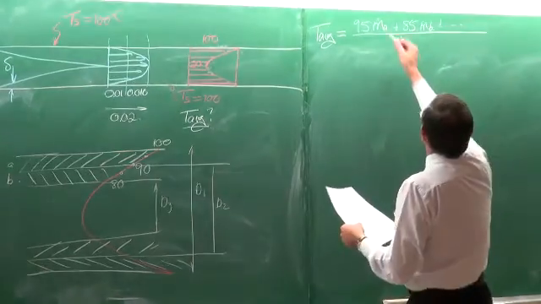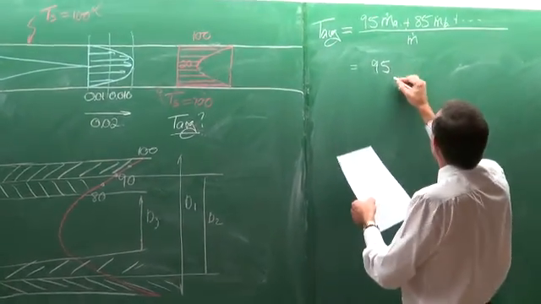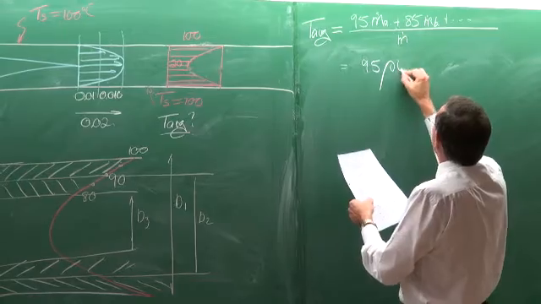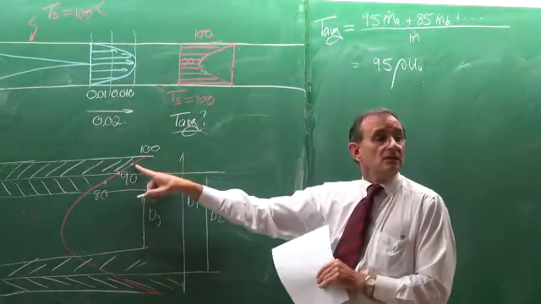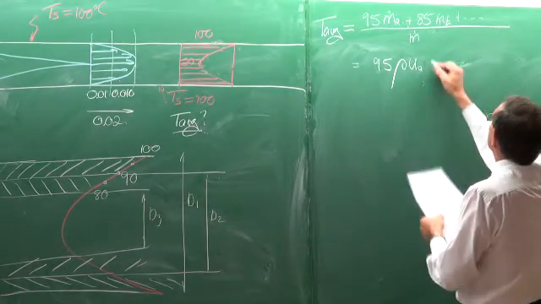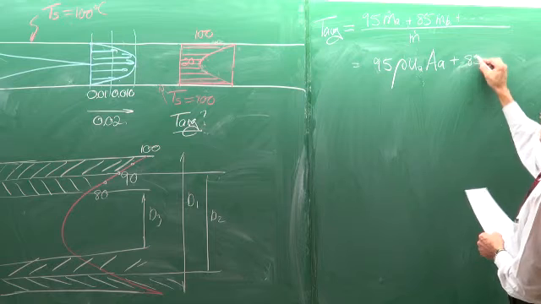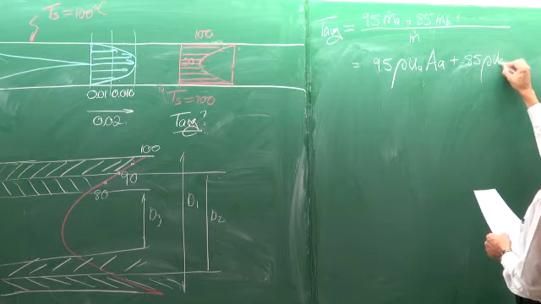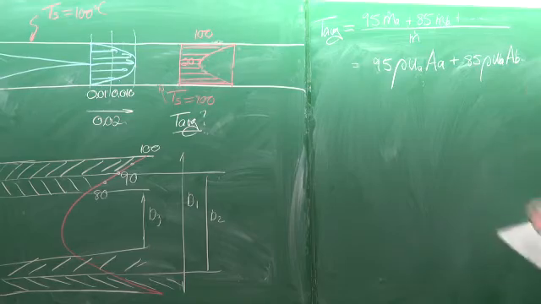And the mass flow rate, obviously, we can say is equal to rho multiplied by the velocity, and it will be the velocity at A there, multiplied by the cross-sectional area at A, plus 85 multiplied by rho, the velocity at B, multiplied by the cross-sectional area of B.